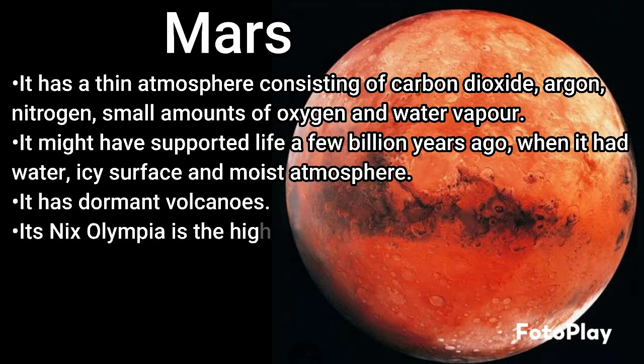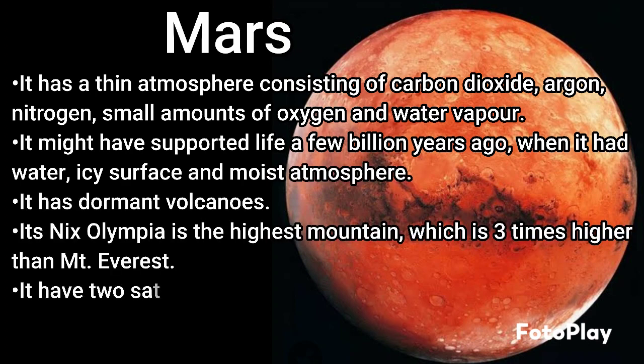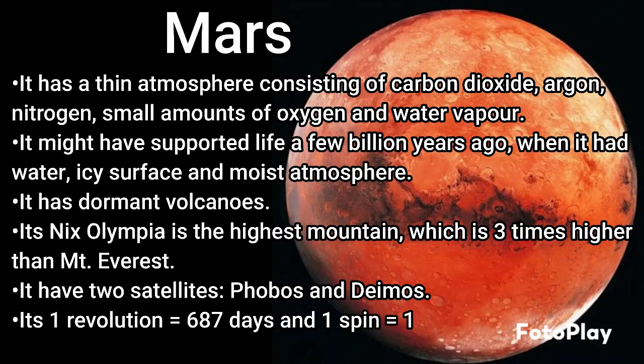It might have supported life a few billion years ago, when it had water, an icy surface, and a moist atmosphere. It has dormant volcanoes. Its Olympus Mons is the highest mountain, which is 3 times higher than Mount Everest. It has 2 satellites, Phobos and Deimos. Its one revolution equals 687 days and one spin equals 1 day.